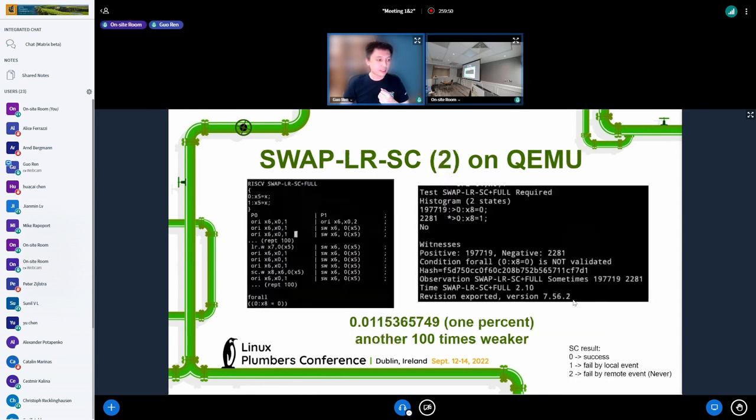Okay. And then I modified the litmus test to make it fail more. Here is what I have done: I just let P1 store more frequently, on QEMU.